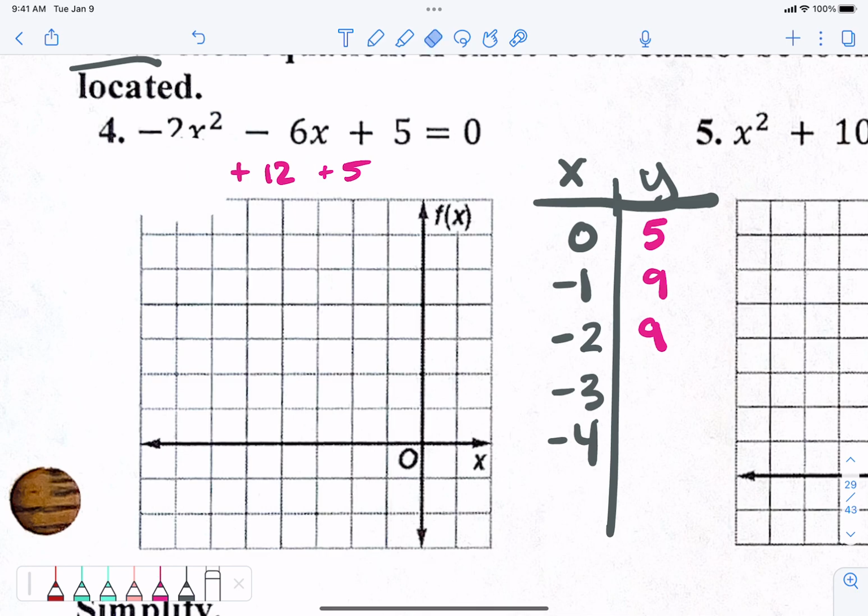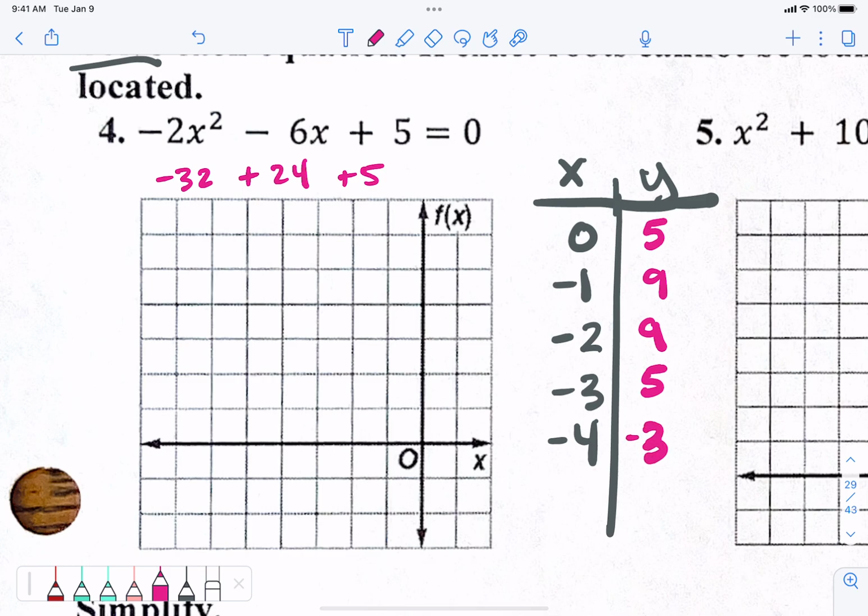-3: -18 plus 18 plus 5, it should be 5. Okay, I see the method of this madness here. -4: -32 plus 24 plus 5, that's -3. There you go. There's your numbers. I gave them to you.